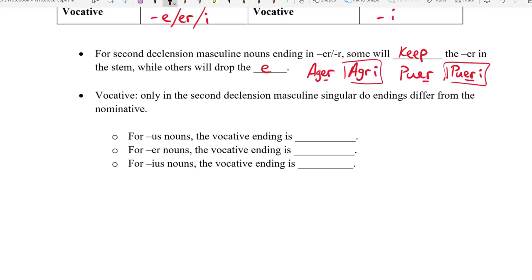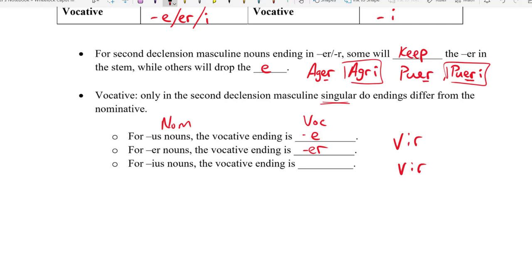Okay. Last thing with the notes here, vocative. Only in the second declension, masculine, singular specifically, do endings differ from the nominative. Okay, vocative and nominative are the same for every other instance except this one specific place. And here's how it changes. So for nouns that end us in the nominative, this form is the nominative, and then this is the vocative over here. The vocative ending for a noun that ends us is an e. If it's an er, it stays er or r.